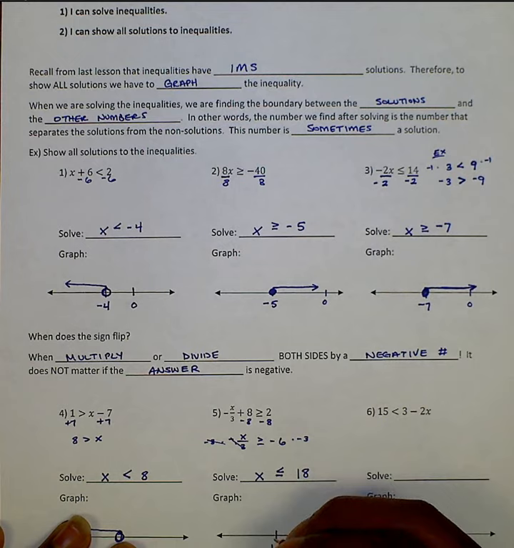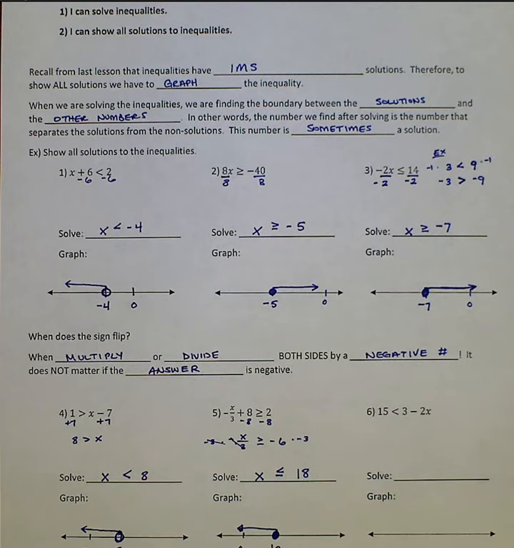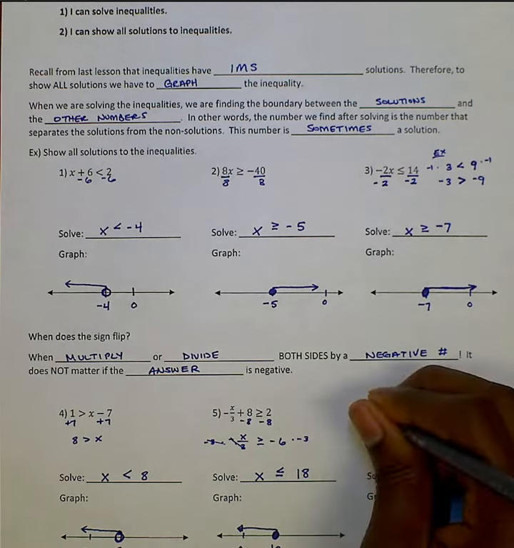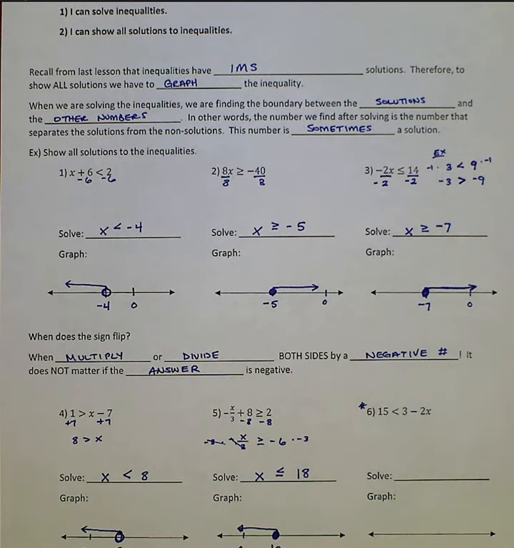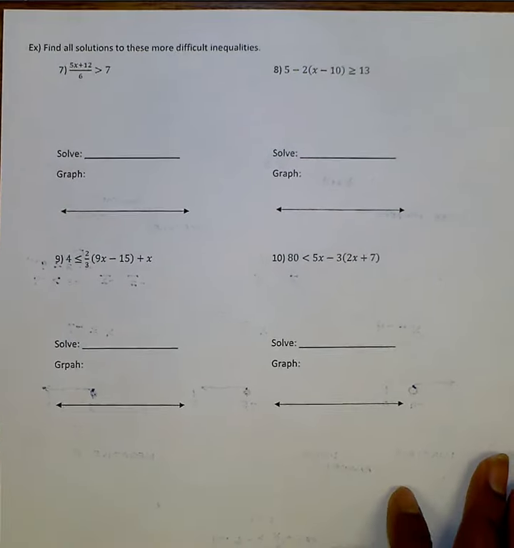18 here, I'll put 0 here, closed circle, going towards 0. Numbers that are less than. Alright, try number 6 for me, bring that into class, complete it. Flip it to the back side, a few more problems here.